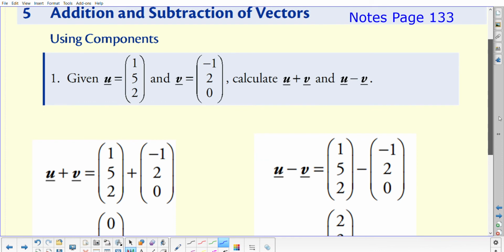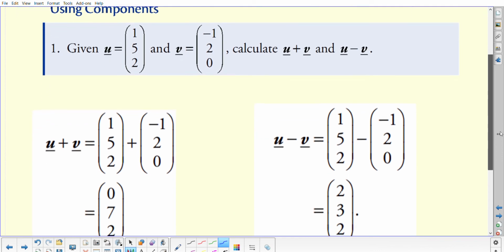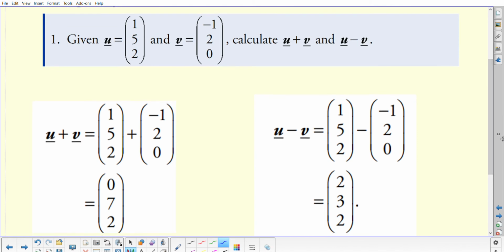Using components, and this is what's more common at higher, is to calculate adding together two vectors. So basically you're going to add your x's together, add the y components together. So for these two vectors here, your u plus v, you'd have 1 add negative 1 would give you 0, 5 add 2 gives you 7, and 2 add the 0 at the bottom gives you the 2.